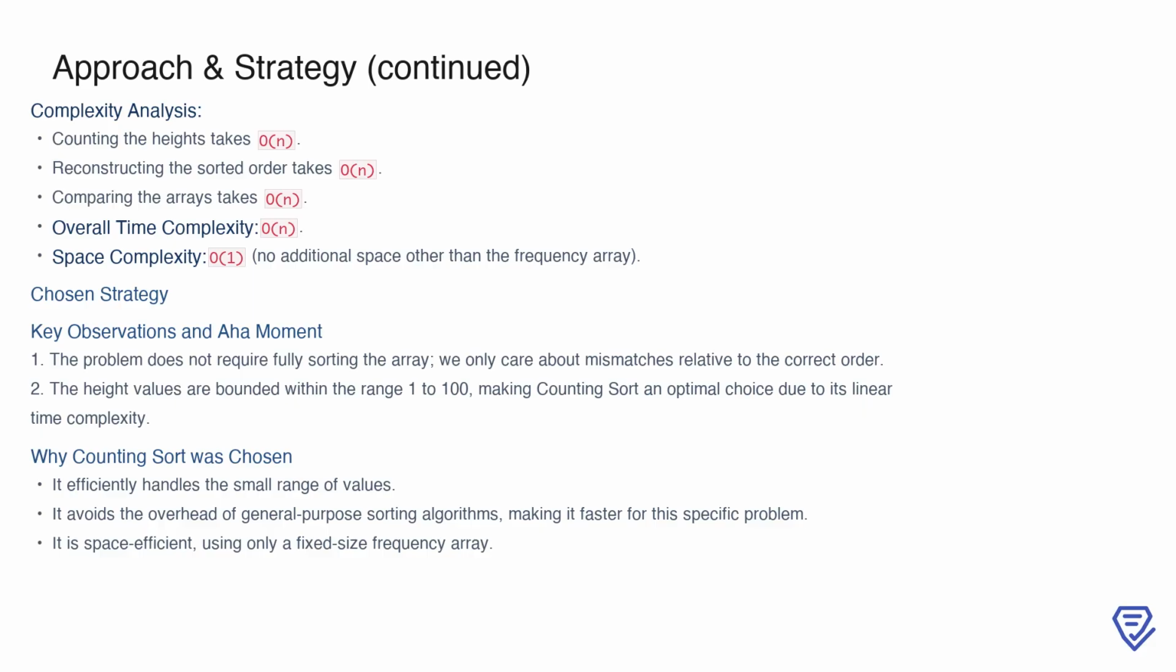This method has a time complexity of O(n) for counting the heights, O(n) for reconstructing the sorted order, and O(n) for comparing the arrays, giving an overall time complexity of O(n). Importantly, the space complexity is O(1), because the frequency array has a fixed size of 101, regardless of the input size. The key insight here is that we don't need to fully sort the array in the traditional sense, we only need to identify mismatches relative to the correct order, which makes counting sort an optimal choice.